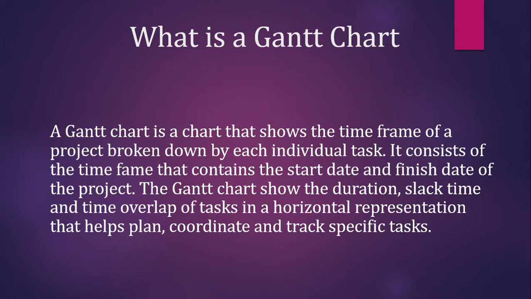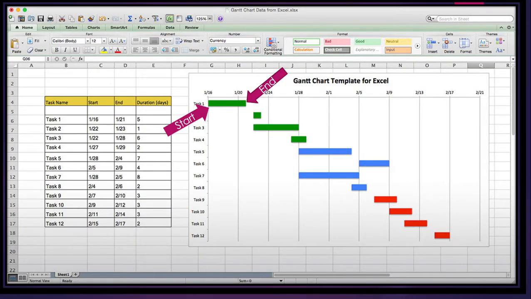What is a Gantt chart? A Gantt chart is a chart that shows the time frame of a project broken down by each individual task. It consists of the time frame that contains the start date and finish date of the project. The Gantt chart shows the duration, slack time, and time overlap of tasks in a horizontal representation that helps plan, coordinate, and track specific tasks.